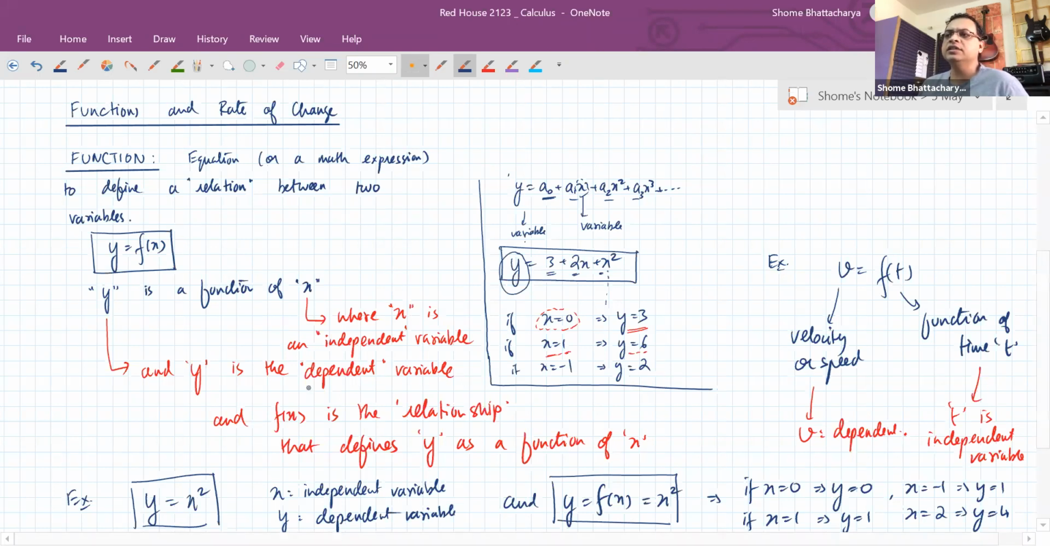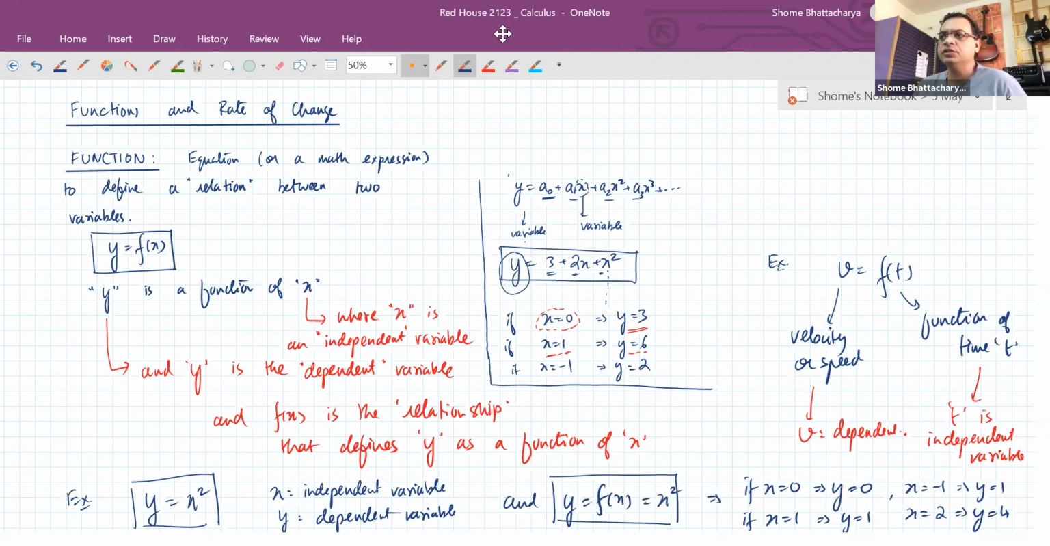Okay, sir, so we do not take the value of x according to the value of y? Let me finish. Let me finish. Okay, so we do not take the value of x according to the value of y. No, we select the value of x independently, and according to the value of x, y becomes defined. Okay, that is the definition of a function.